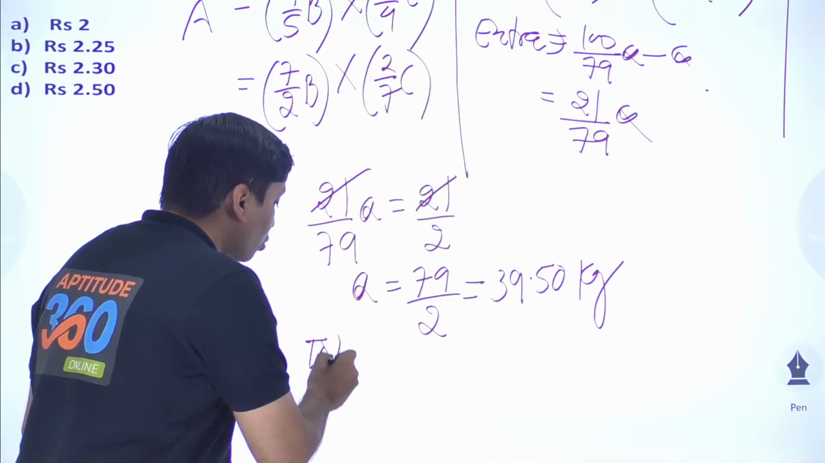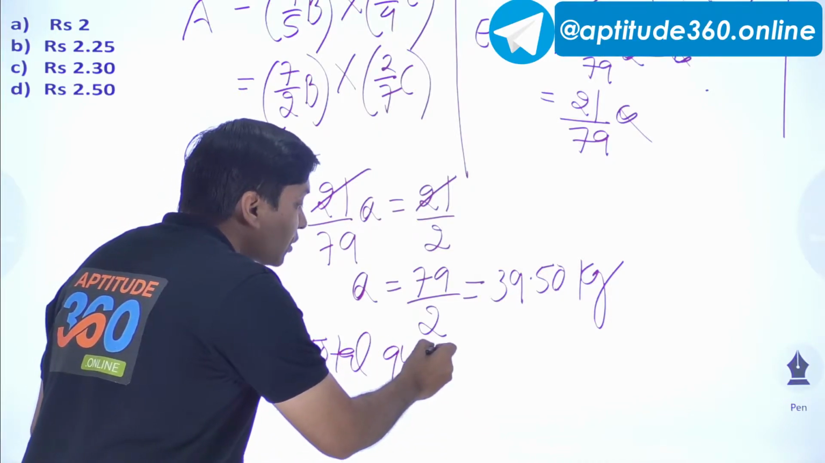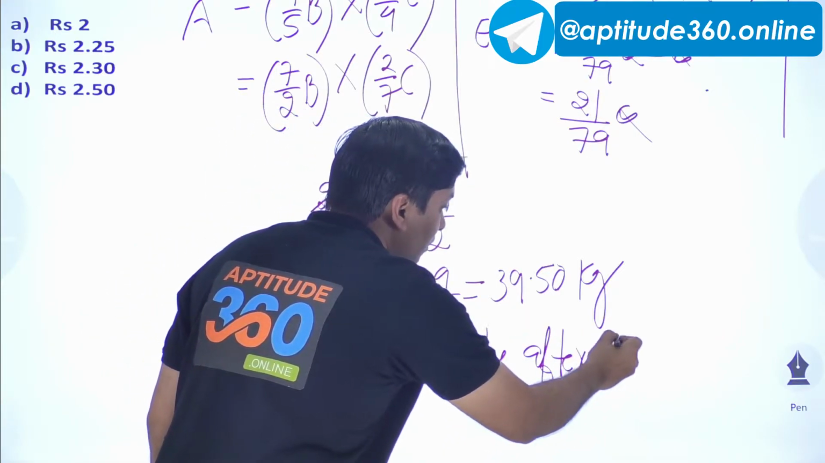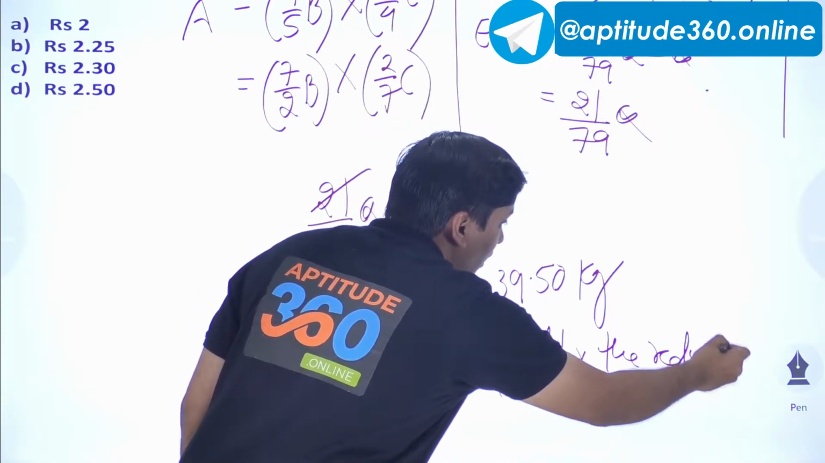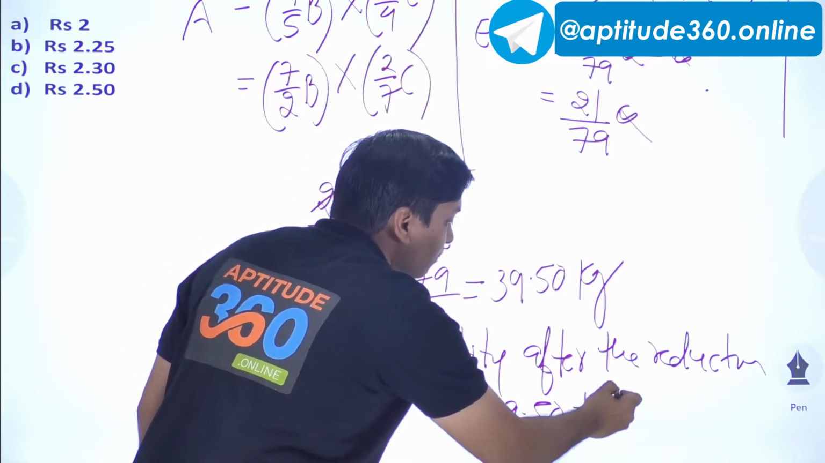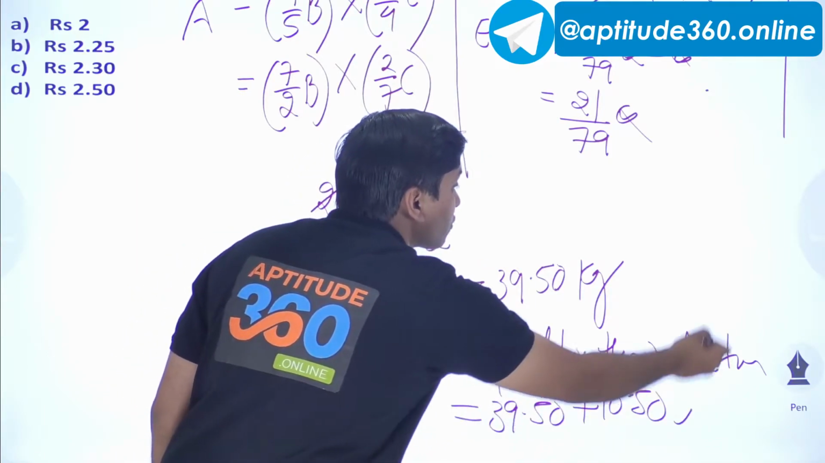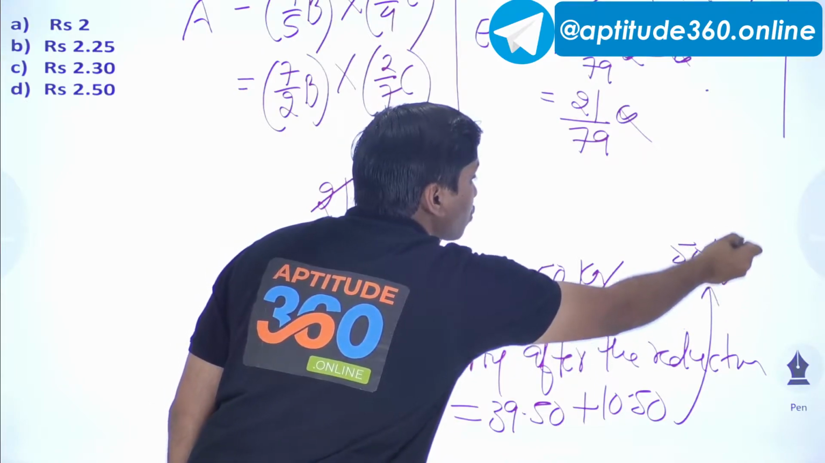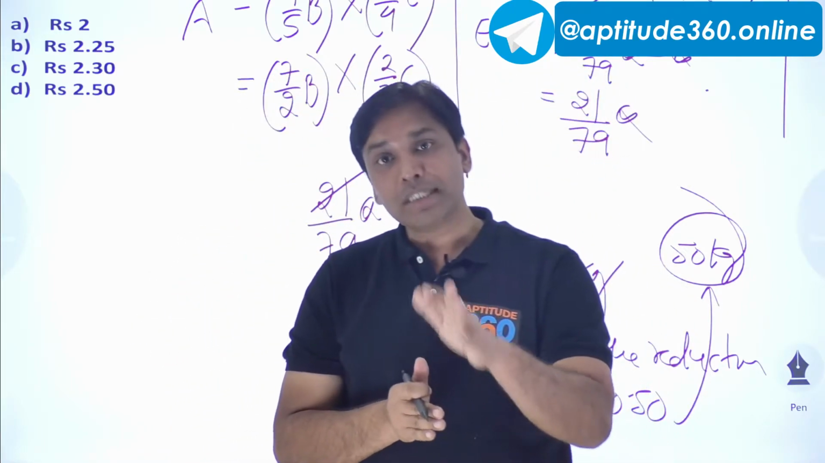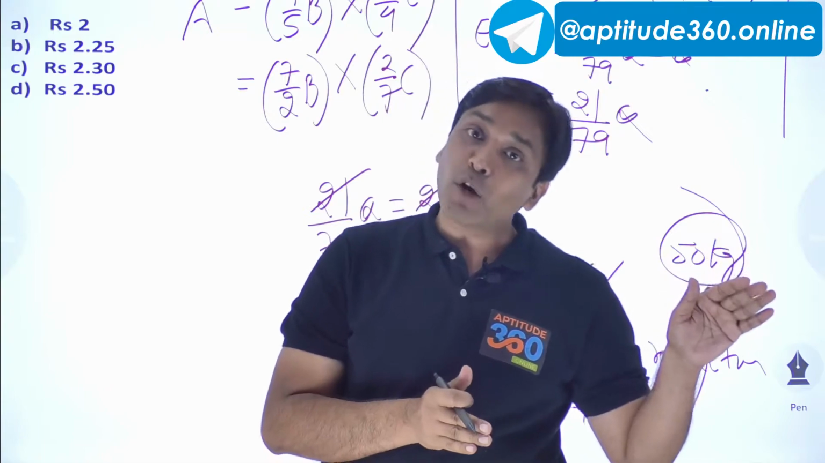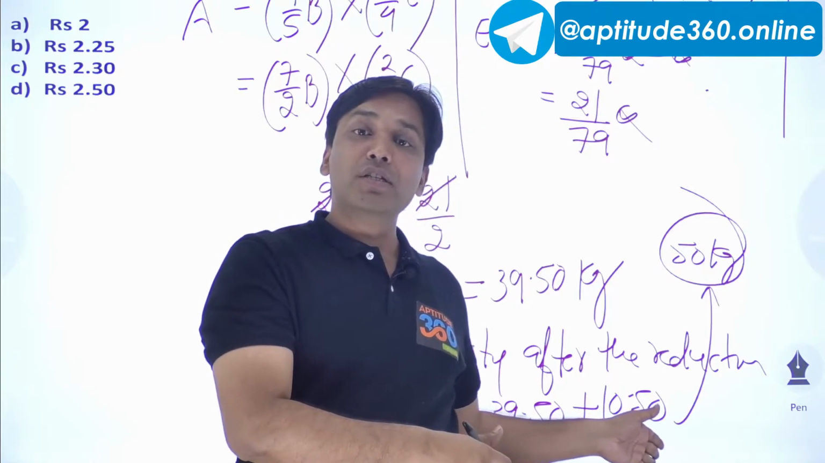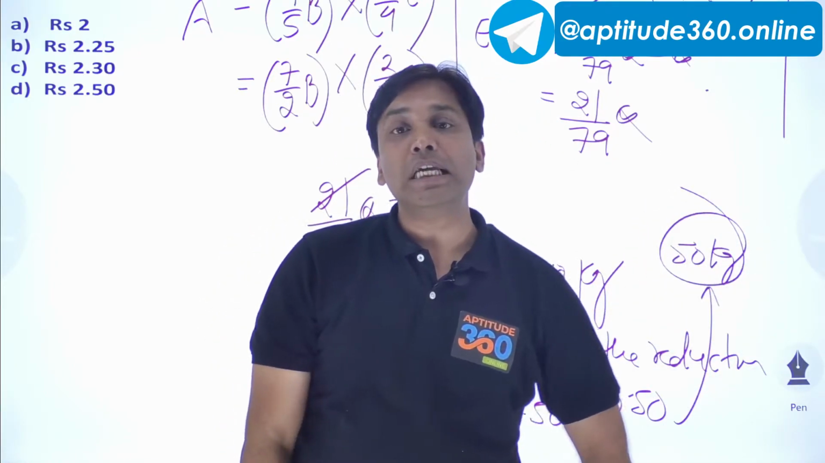So what is the total quantity? I'll say that total quantity after the reduction is going to be how much? And if you need to find it out, that's going to be 39.50 plus 10.50. This value will come out as exactly 50 kilograms. So once the price has gone down by 21%, somebody who was buying 39.50 kilogram now is buying 39.50 kilogram plus 10.50 kilogram. That is coming out as 50 kilogram, right?